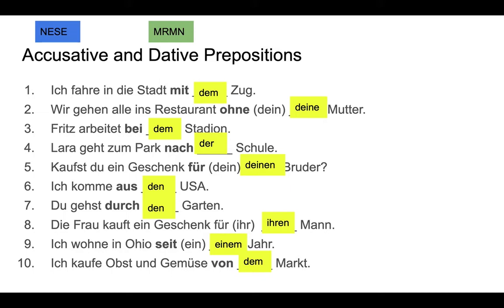Nummer 9. Ich wohne in Ohio seit einem Jahr. Ein changes to einem because it's das Jahr in the dative case, so neutral is dem. And Nummer 10, ich kaufe Obst und Gemüse von dem Markt. Again, another dative preposition. Markt is masculine, so von dem Markt.